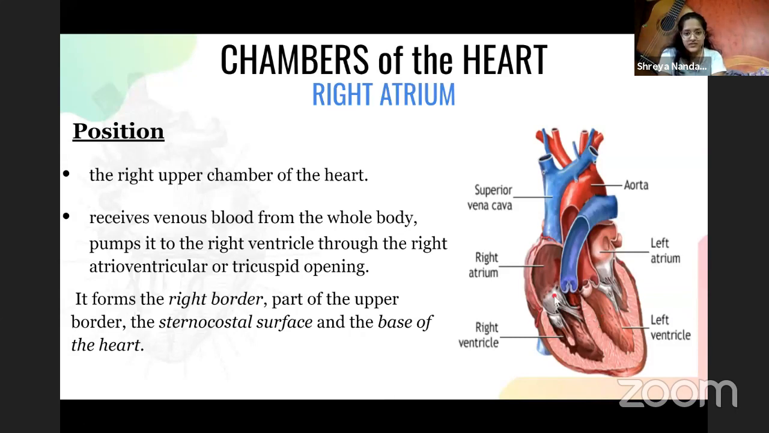So first we have the right atrium. It's the right upper chamber of the heart, and it receives venous blood from the whole body, and it pumps it to the right ventricle through the right atrioventricular or tricuspid opening.